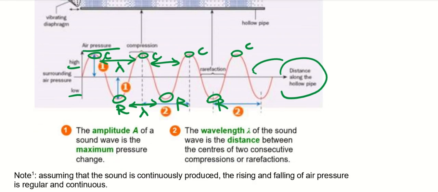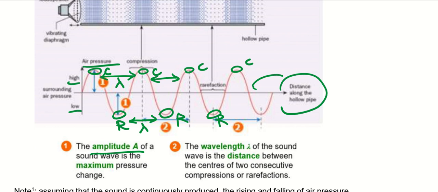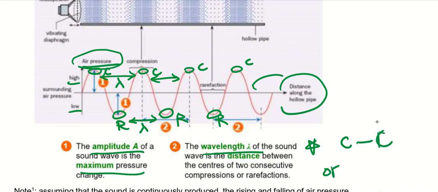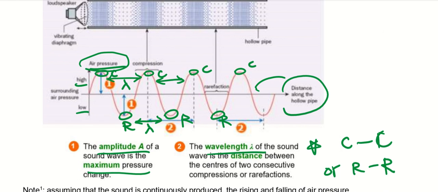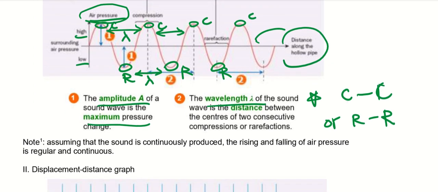Okay, so we can also get amplitude from the y-axis. It is the maximum pressure change. Okay, we are using the y-axis. What's more important is the x-axis is in terms of distance, therefore it is the wavelength. How do we get wavelength? It is from compression to compression or rarefaction to rarefaction. Okay, so this is nothing new. You learn this in transverse wave, displacement-distance graph, right? Wavelength. So this is why I said just now, assuming that the sound is continuously produced, the rising and falling of air pressure is regular and continuous.